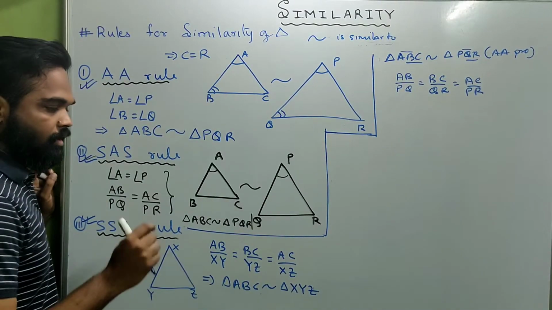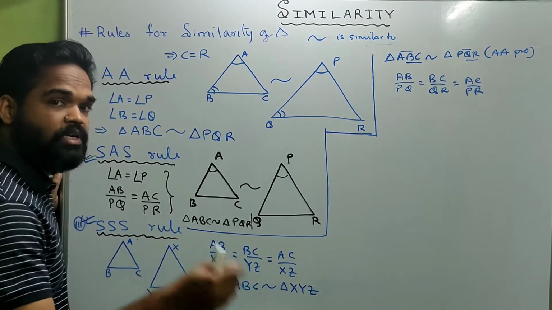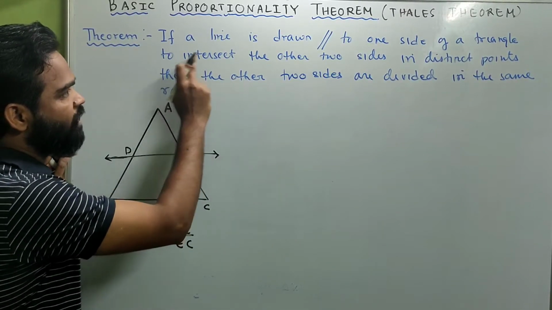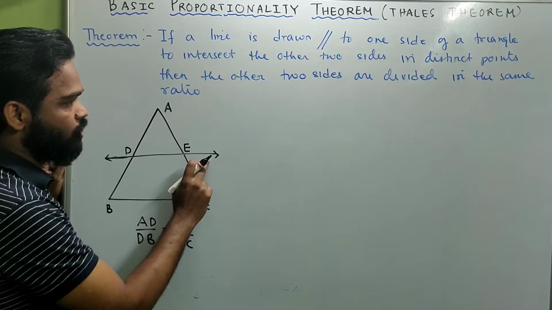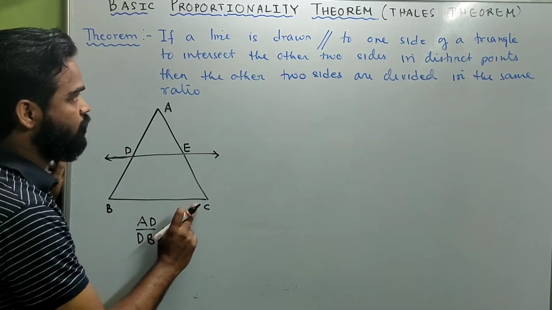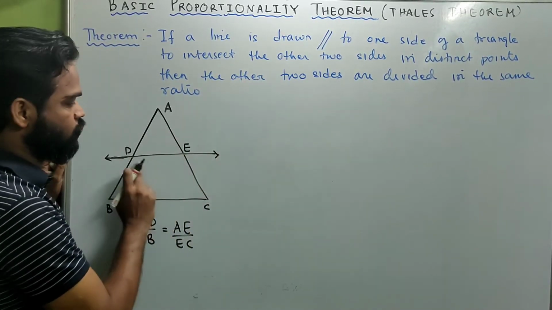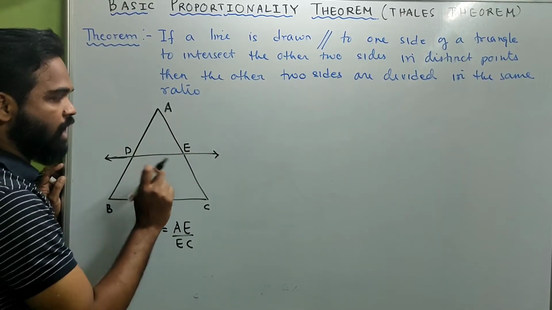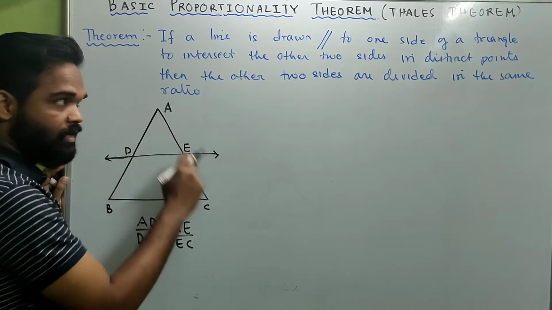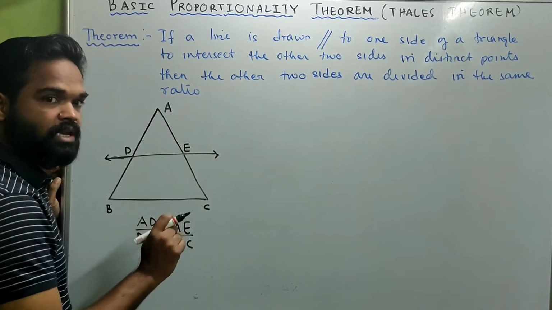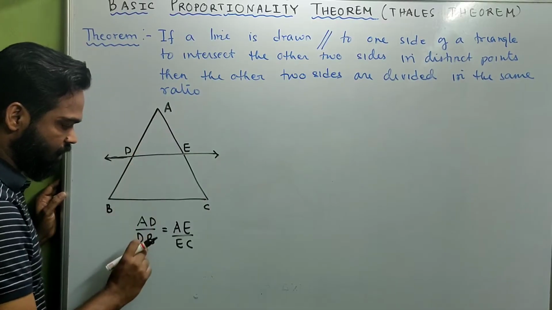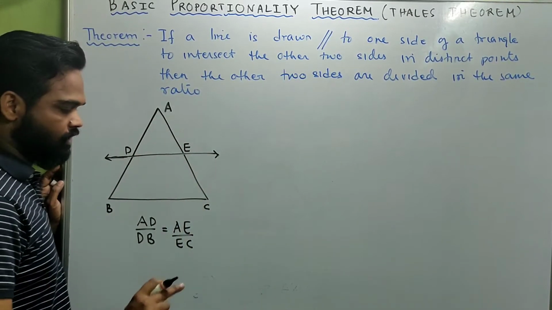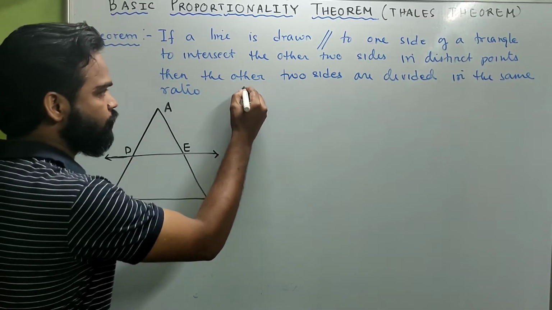Now let us see the basic proportionality theorem, that is the Thales theorem. If a line is drawn parallel to one side of a triangle to intersect the other two sides in distinct points, then the other two sides, in this case AB and AC, are divided in the same ratio, which means AD by DB is equal to AE by EC. That's the theorem. Let us prove this theorem.